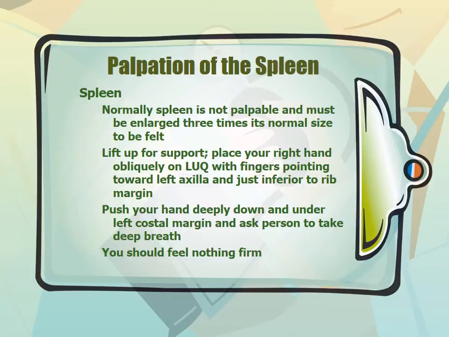Again, you're going to want to be on that right side. You're going to have the patient lift up for some support. You're going to take that left hand, reach across them, and take your right hand and move obliquely on that left upper quadrant with the fingers pointing towards the left axilla. So instead of them pointing in, they're going to be pointing out, right?